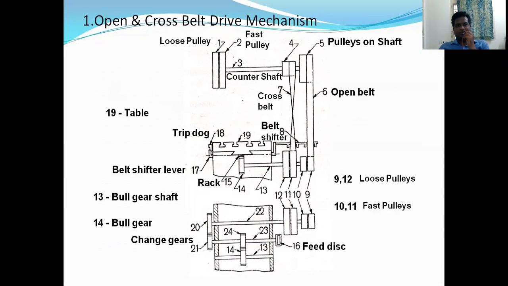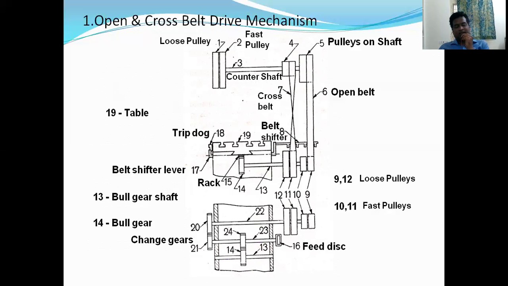First of all, we have to observe the details of the mechanism. One is the loose pulley, two the fast pulley, three the counter shaft, four pulley, and five pulleys on the shaft, six open belt, seven cross belt, eight the shift belt. Nine and twelve are the loose pulleys, and eleven and ten are the fast pulleys, thirteen is the bull gear shaft, fourteen the bull gear, and fifteen is the rack.